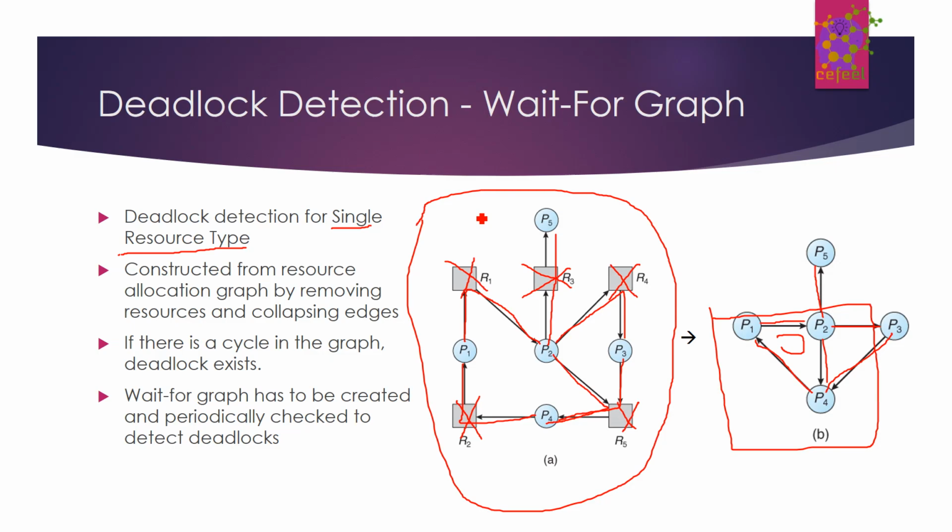So to detect deadlocks, the system has to continuously, periodically, create this graph and then do the checking to see if there is a cycle. And in fact, both can be pretty expensive actually.